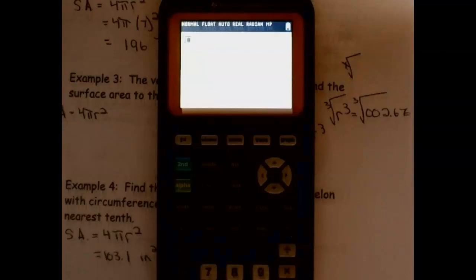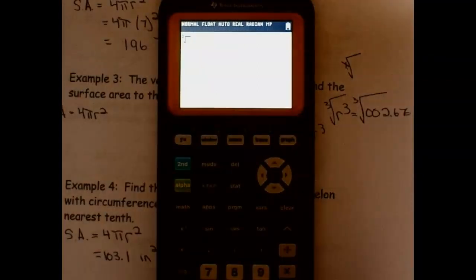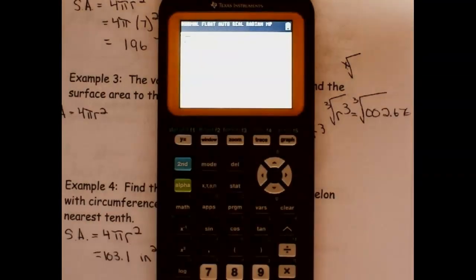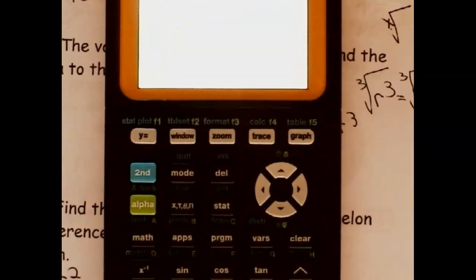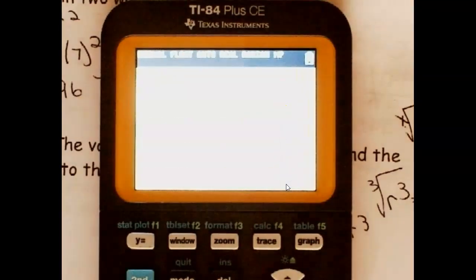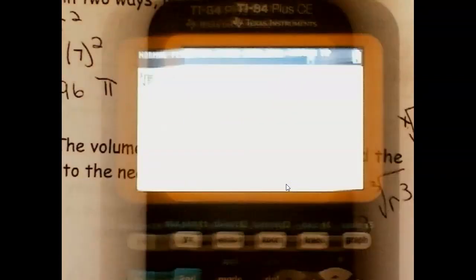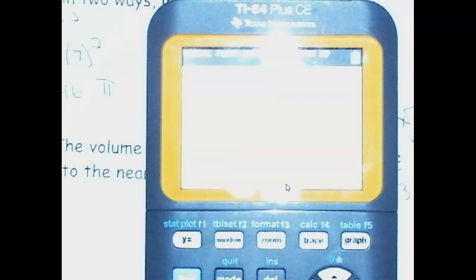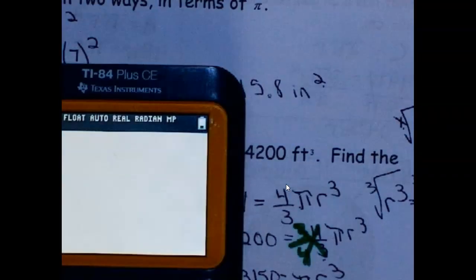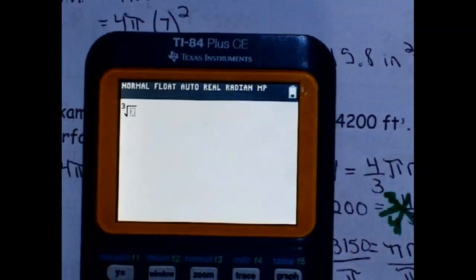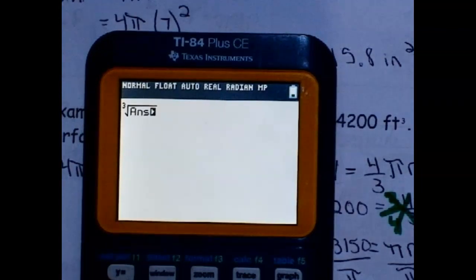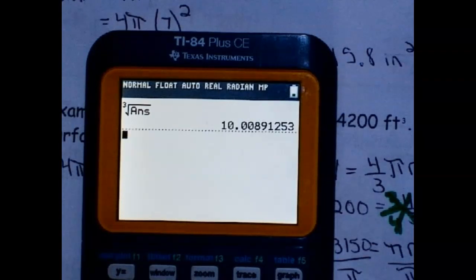Let me turn this off, see if that doesn't help with the glare a little bit. Let me go ahead and zoom in for us too. And I can actually use my answer button there too. That didn't help out. Let's go over here. There we go. That's a little bit better. So I can type in the cube root of that answer, and I get my radius is really about 10. Let's go ahead and take out a couple decimal places.